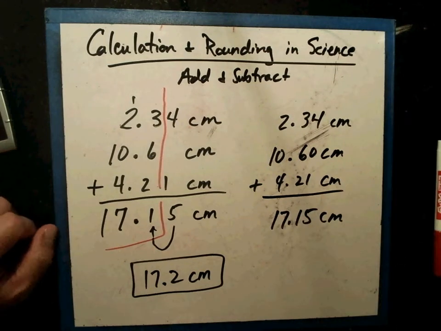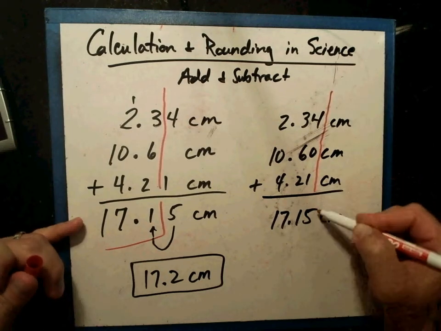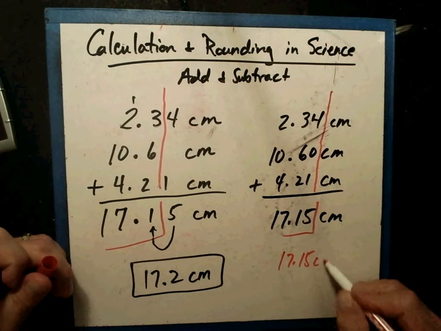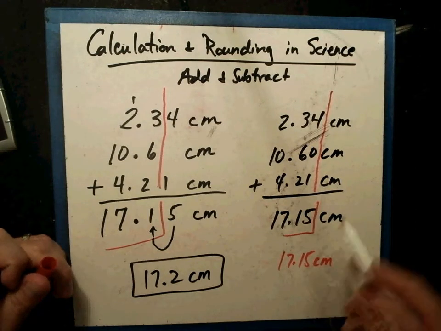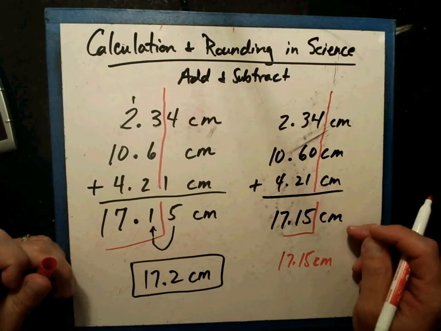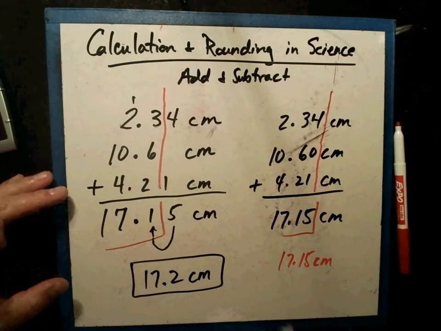Where is the last place that all those numbers overlap? This time it's different. It's there. So my answer for this one is 17.15 centimeters. The better the numbers you start with, the more accurate an answer you can have. Okay? And that starts to make sense in your brain, but you've never seen that before.